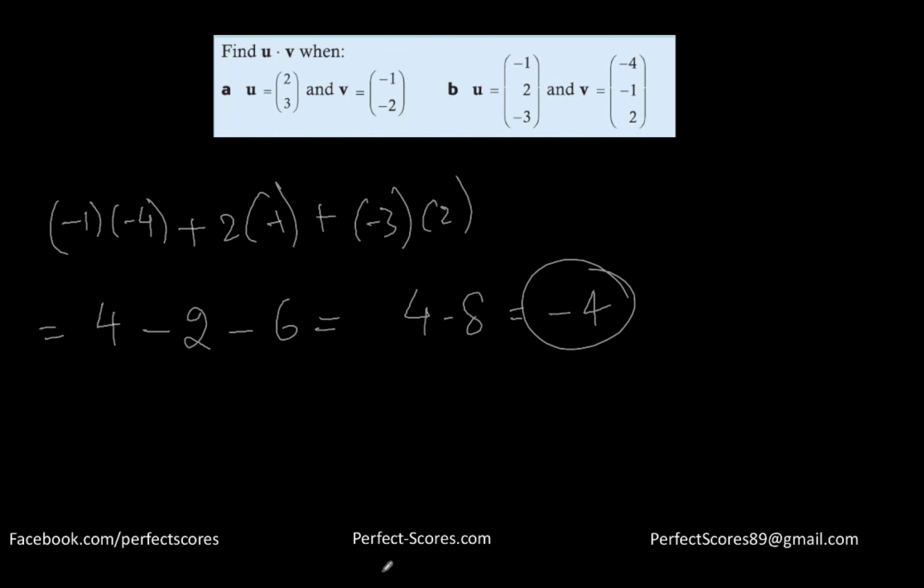So that was about this, guys. I hope you understood this point over here, that the dot product of two vectors is just u1 v1 plus u2 v2, and plus u3 v3 if it's a 3-dimensional vector.